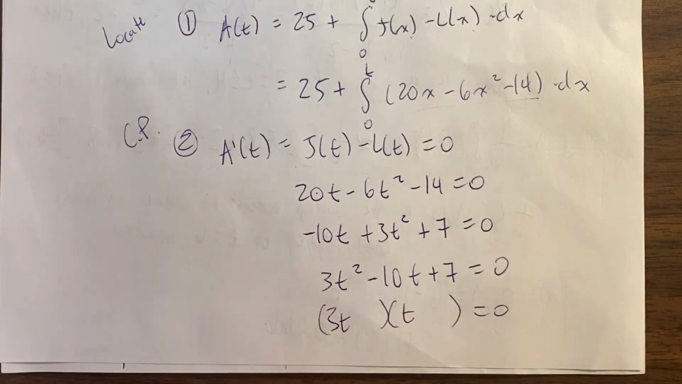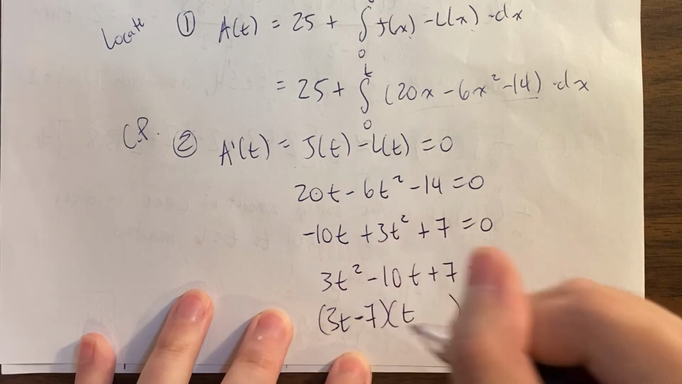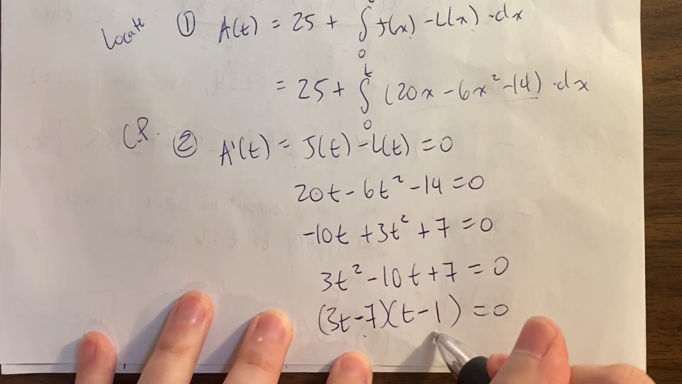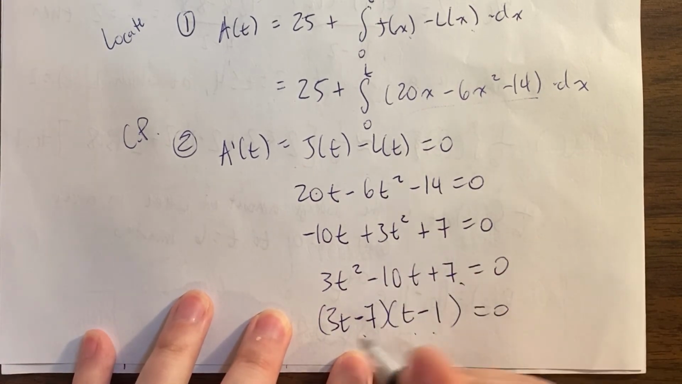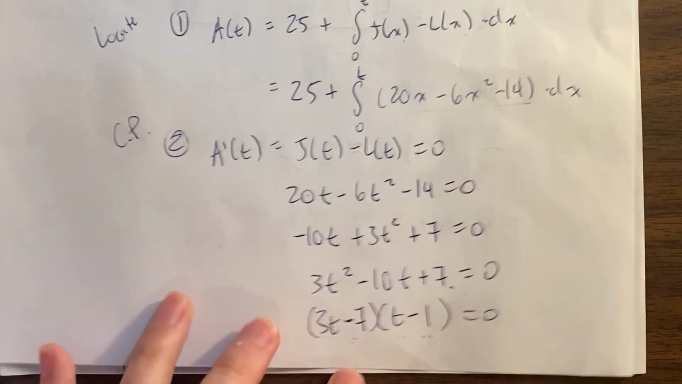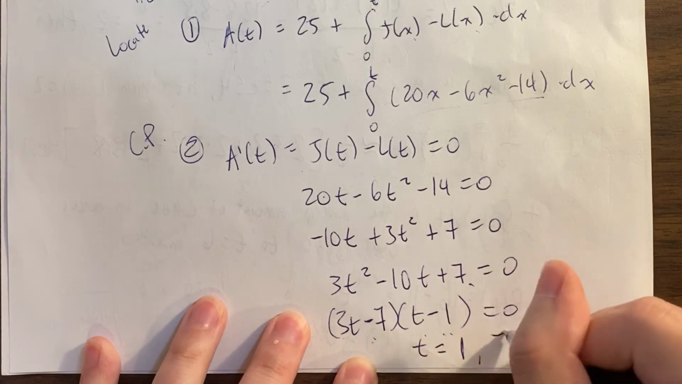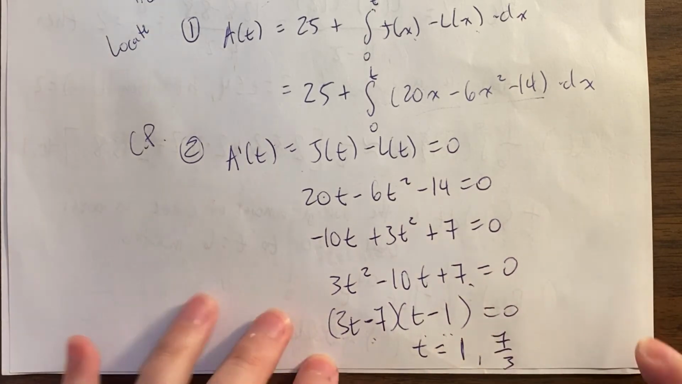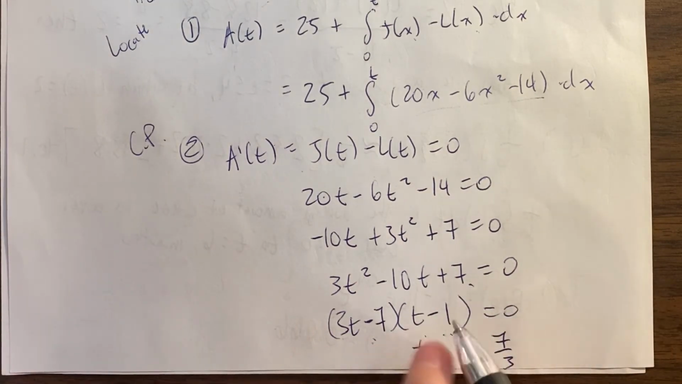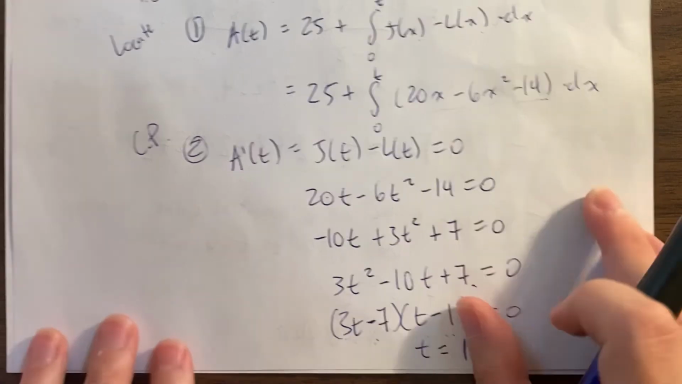Finally, we're going to factor this. This looks kind of intimidating to factor, but I believe it works because it's minus 7 and minus 1. Minus 7 times minus 1 is 7. Minus 7t minus 3t is minus 10t, so we are good to go. These zeros are 1 and 7/3. So now we have 1 and 7/3 from this. So now we're ready for the third step.